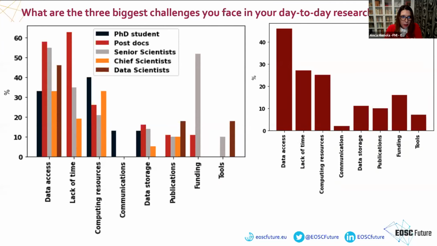On the left-hand side for these questions, you see the answers broken down for each category, while on the right-hand side, you see the collective answers. So the postdocs and the senior scientists complained about the difficulty in finding and accessing data, lack of time and funding, while the PhD students complain about computing resources and data access. Chief scientists or professors are pretty much on the same page.